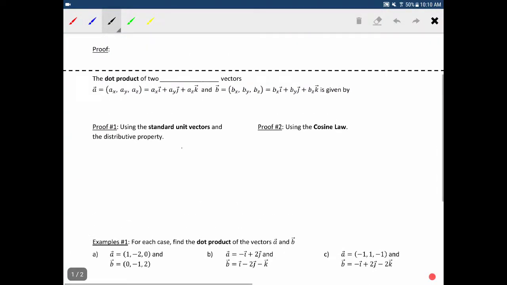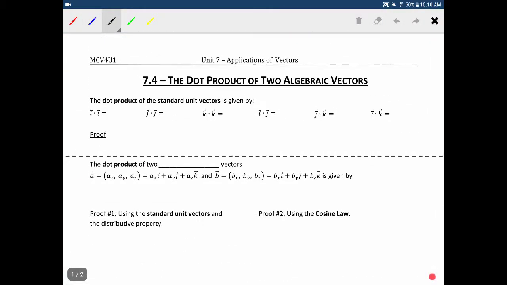Hey guys, today we're going to look at the dot product again, but this time with algebraic vectors. Remembering that this is just the version of the vectors where we're breaking it down into components rather than just doing magnitude and an angle. So first of all, we're going to look at the dot product of standard unit vectors. So this is your i, j, and k.